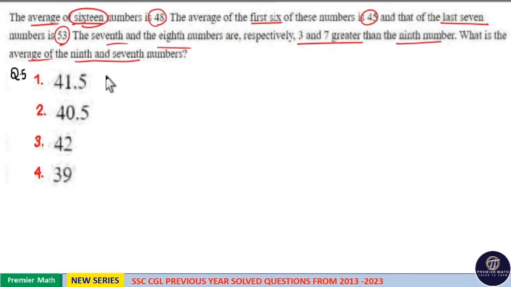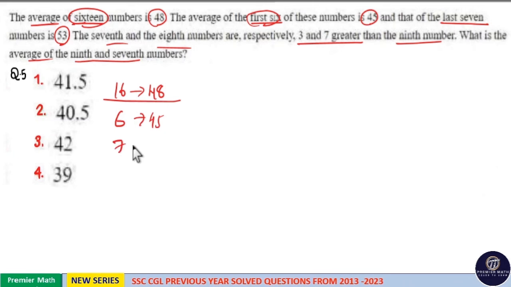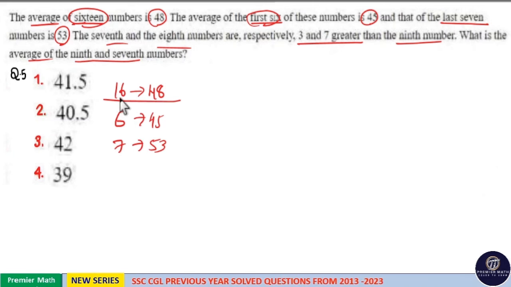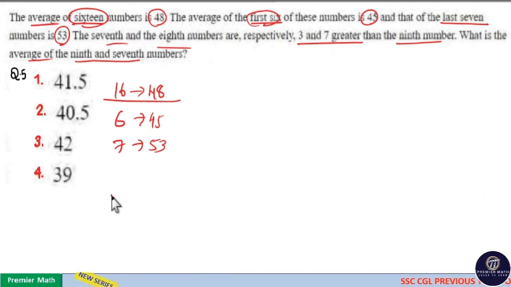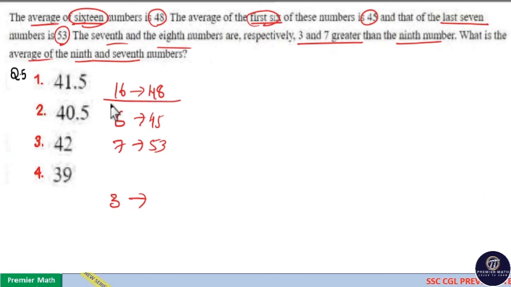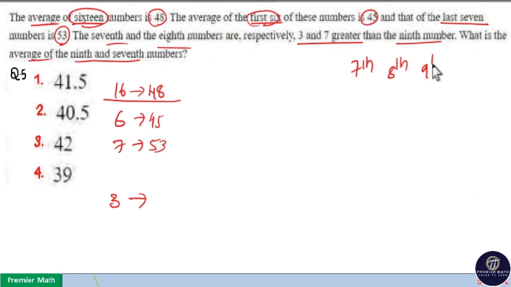Here the average of 16 numbers is 48, and out of the 16, the first 6 numbers' average is equal to 45 and the last 7 numbers' average is equal to 53. Now 6 plus 7 is 13, but there are a total of 16 numbers. So the remaining 3 numbers' average is not given. These remaining 3 numbers are between the first 6 and the last 7. After 6 comes the 7th, 8th and 9th numbers. So the remaining 3 numbers are the 7th, 8th and 9th.